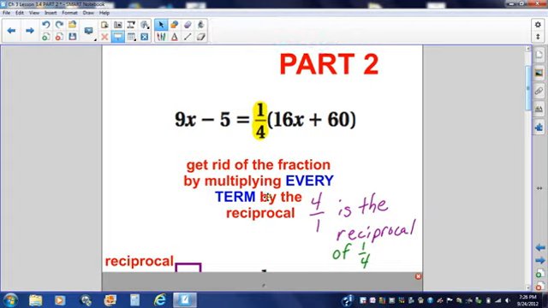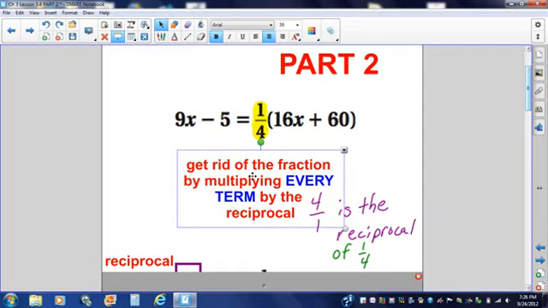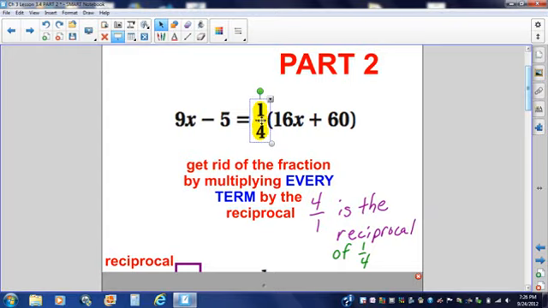I am going to choose to get rid of the fraction by multiplying every term by the reciprocal. Remember, reciprocal means that we flip this fraction. So 4/1 is the reciprocal of 1/4. So I am going to multiply by the reciprocal.